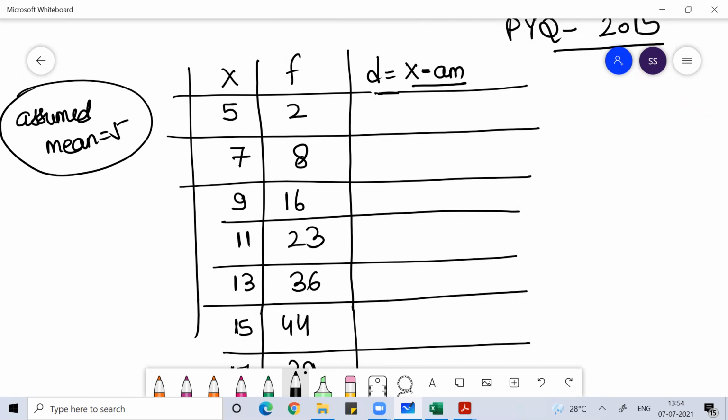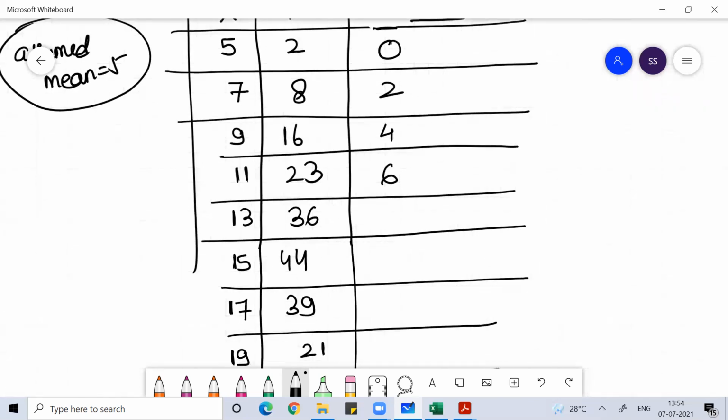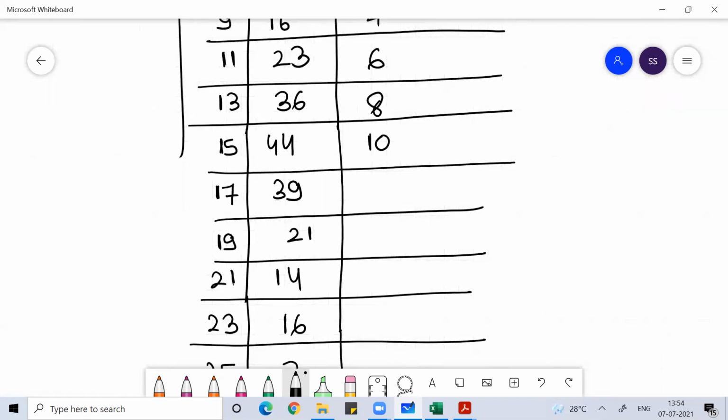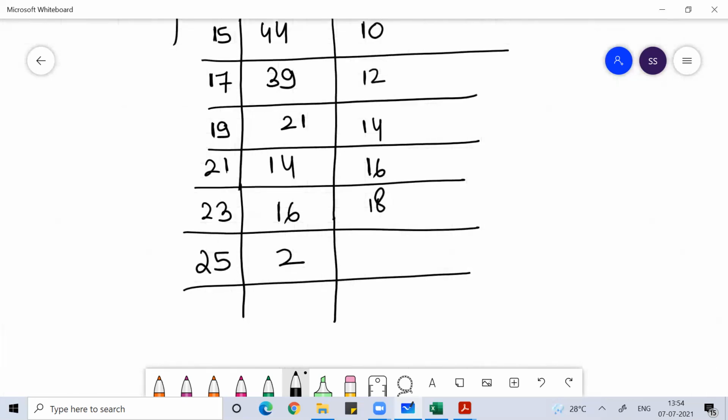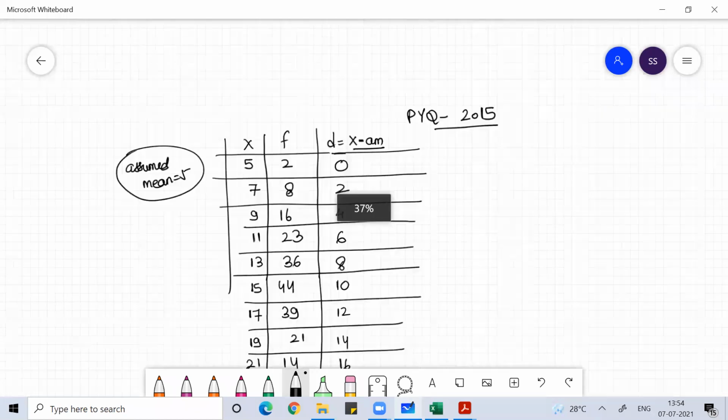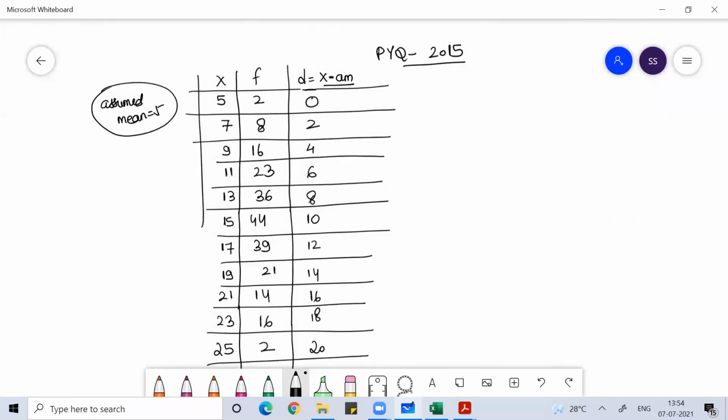Now if I see here, this is 5 minus 5, 0, 7 minus 5, 2, 9 minus 5, 4, then 11 minus 5, 6, then 13 minus 5, 8, 15 minus 5, 10, 17 minus 5, 12, 19 minus 5, 14, 21 minus 5, 16, 23 minus 5, 18, then 25 minus 5, 20. Now you got this d value, guys.